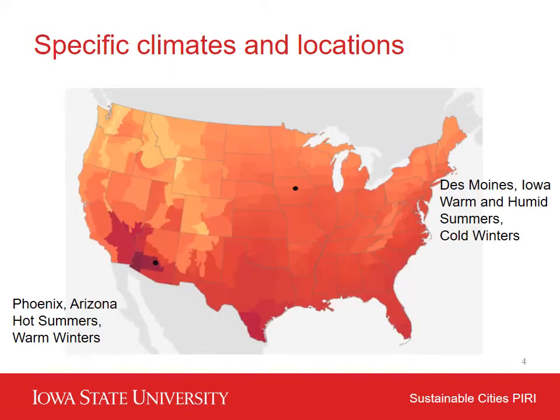So for this study, this is a larger study, but for this paper, we compared 2 locations in the United States of America. Here, Des Moines in Iowa, where we are based, warm, humid summers and cold winters. And on the other side of the Rockies in the Southwest, we use the climate of Phoenix, Arizona, hot and dry summers and warm winters.